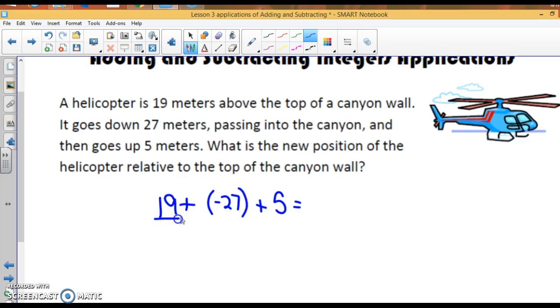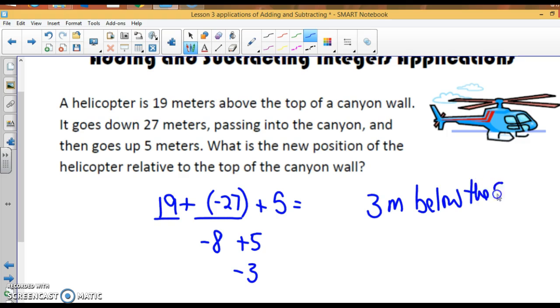Add these. 19 plus negative 27. They are different. So I subtract and take the sign of the larger. When I subtract, I will get 8, and it's going to be negative 8. Bring down the plus 5. These are different, so you subtract and take the sign of the larger. So our answer is negative 3. So what will our answer be? 3 meters below the canyon wall.